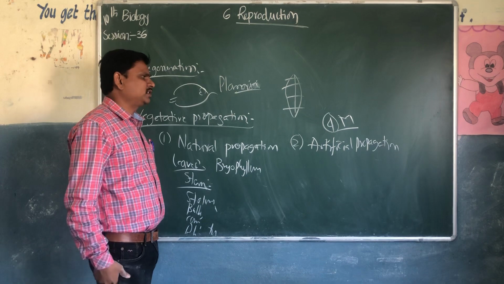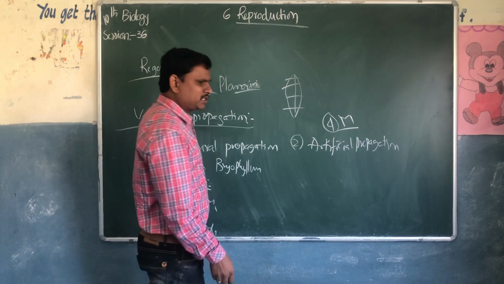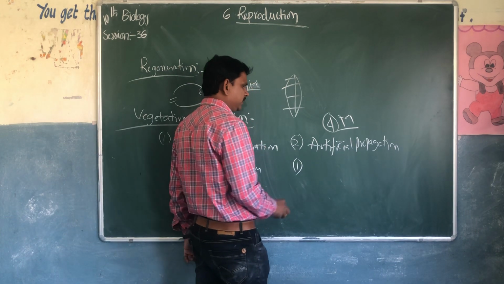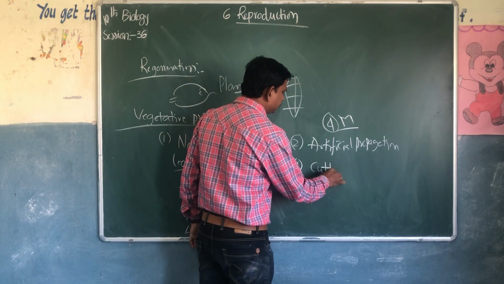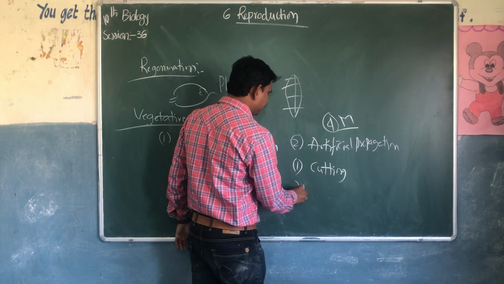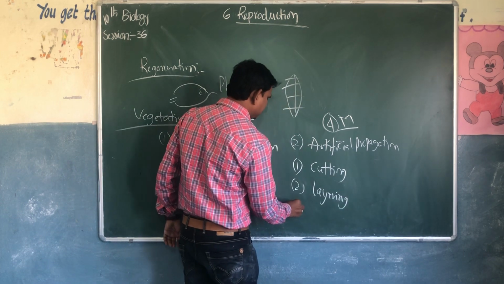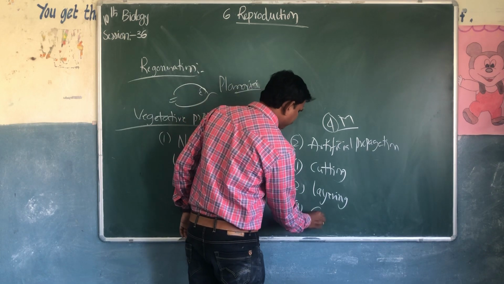What is artificial propagation? In artificial propagation, we can again see there are 3 different types. One is cutting. Second one is layering. Third one is grafting.